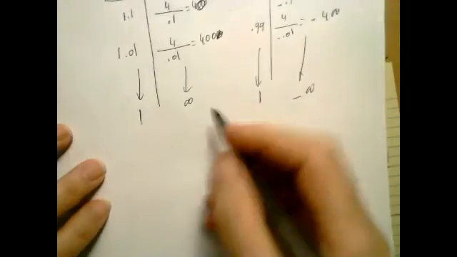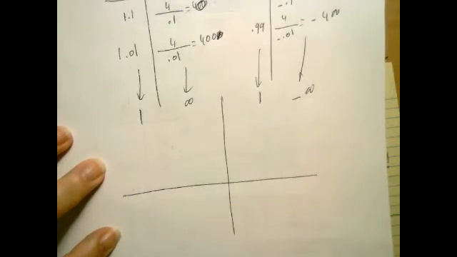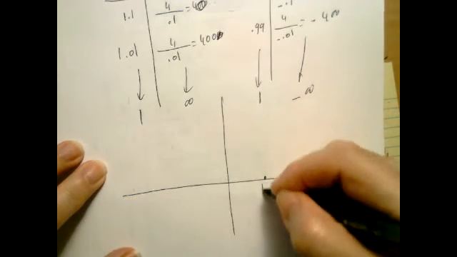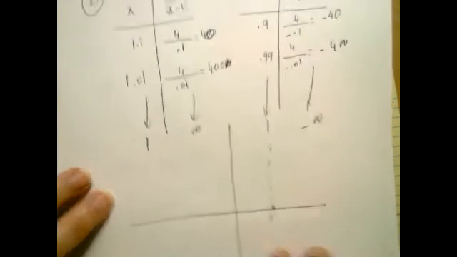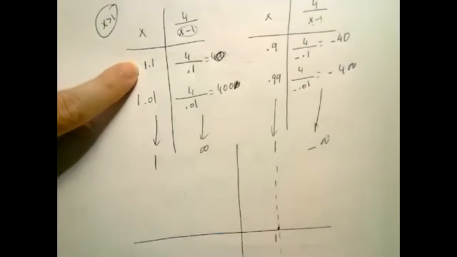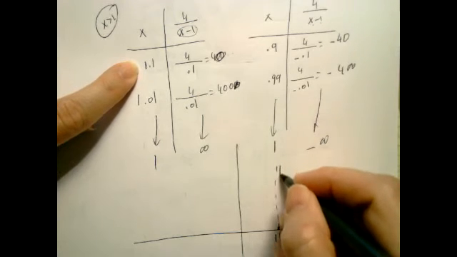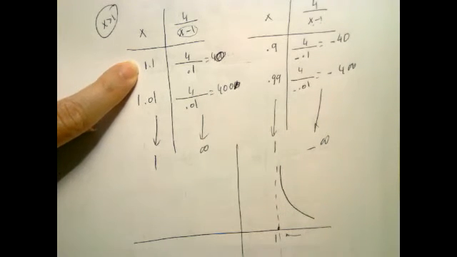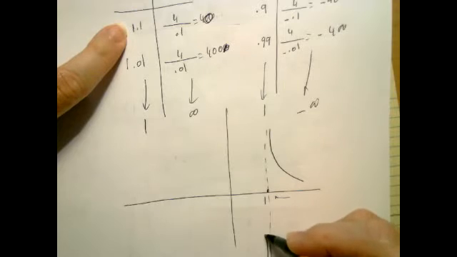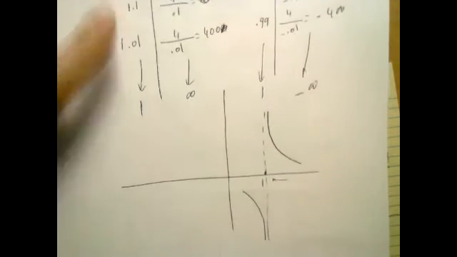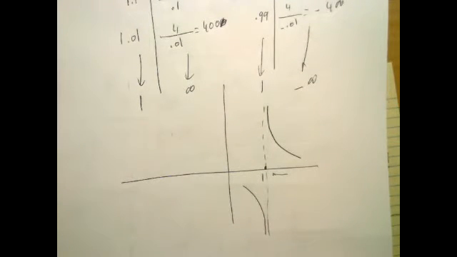And here's the picture. At x equal to 1, the function is not defined, there is no output. And according to my picture, when I'm taking values bigger than 1, my function is going like that, to plus infinity. And when I'm taking values less than 1, my function is going to minus infinity. So in this case, the limit does not exist.